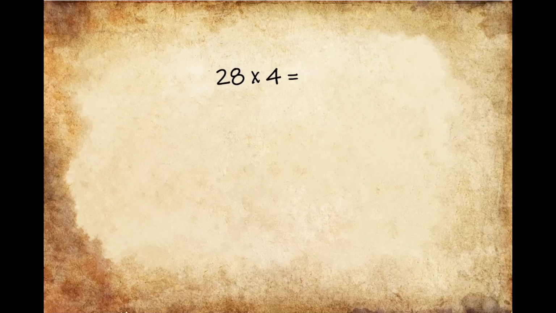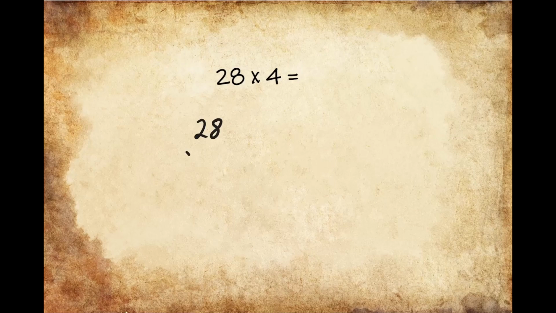Today we're going to be looking at how to find the product when we multiply a 2-digit number by a 1-digit number. And we can see here that we have 28 times 4. If I'm looking to find the product of 28 multiplied by 4, I'm going to go ahead and rewrite this equation out first.